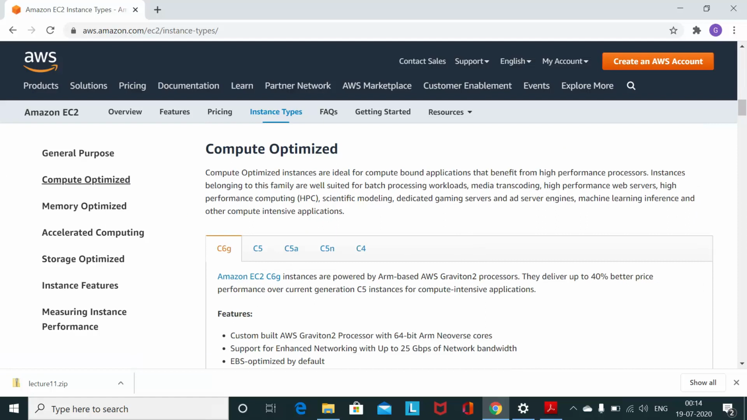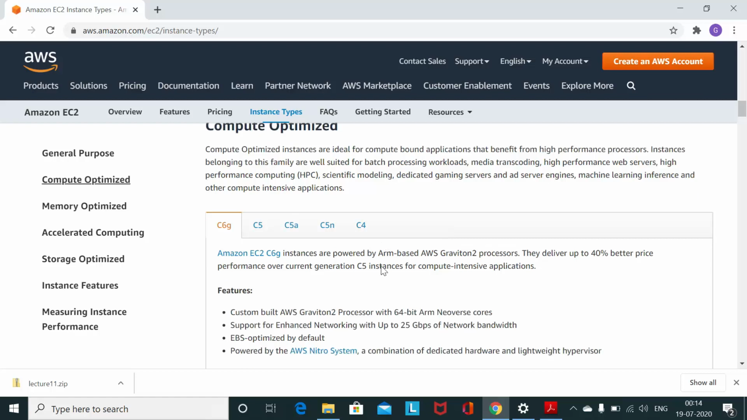Next is compute optimized instances. They are ideal for compute bound applications that benefit from high performance processors. So if the user wants to run an application which requires a lot of computation in a virtual machine, then these instances would be ideal to choose from.